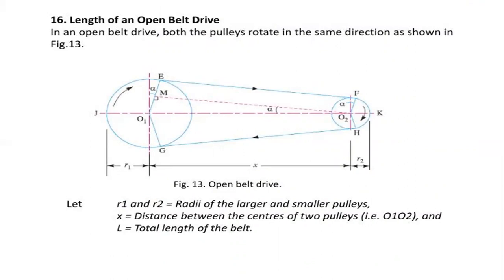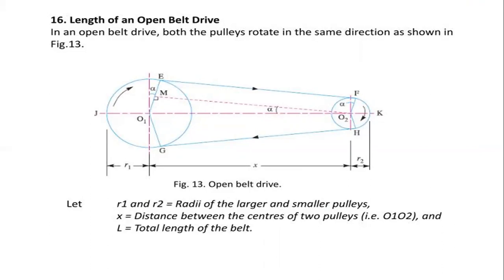In an open belt drive, both the pulleys rotate in the same direction. That is, the driver pulley and the driven pulley are rotating in the same direction, which we have already discussed in the previous classes. In the picture you can see the open belt drive, in which the distance between the axes of the driver and the driven pulley is x.